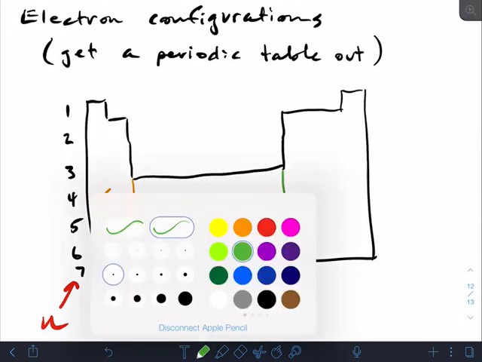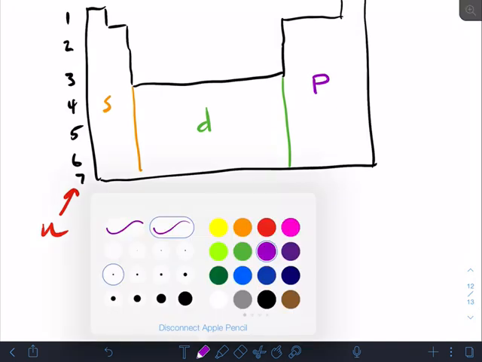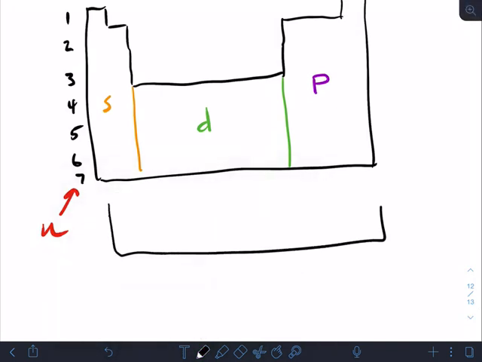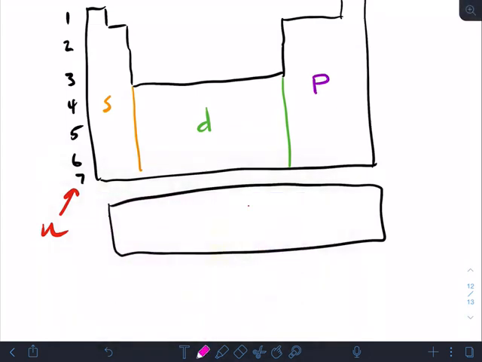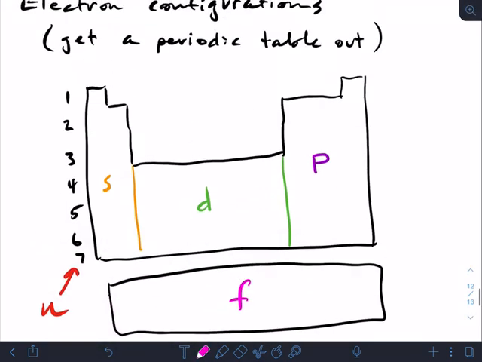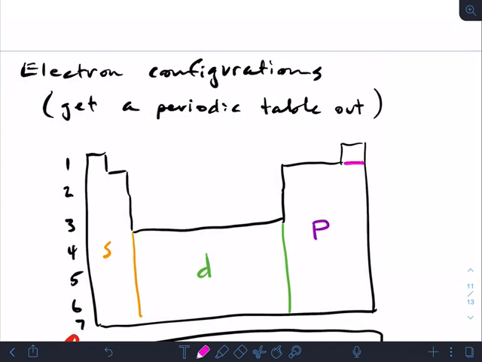Now, the periodic table is broken up into sections. We're going to do S, and in the middle here are D's, and P's are over here. And then the F's are the lanthanides and actinides. So the only weird one is helium.